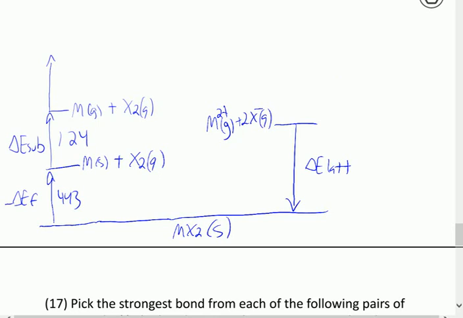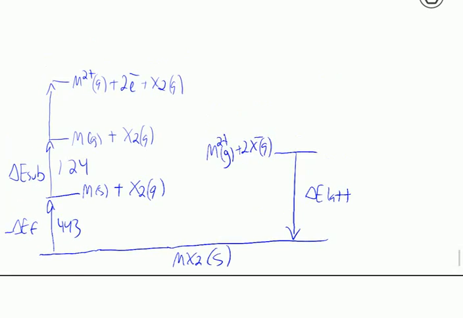Okay, so now that our metal is in the gas phase, we can apply the ionization energy, because ionization energy refers specifically to gas phase species. So in this case, we're going up to metal 2+. We're losing 2 electrons. Right now we're not touching the nonmetal part, just the metal. So M2+ and 2 electrons.